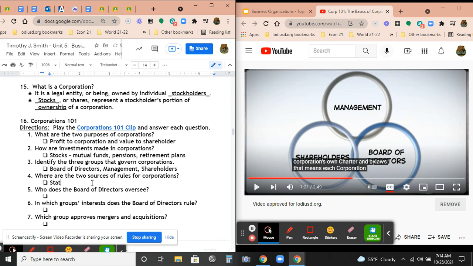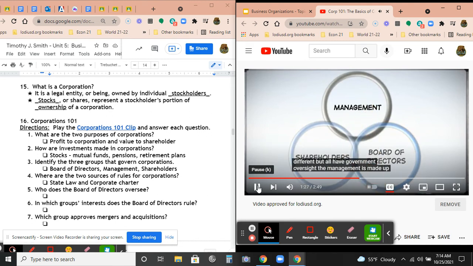So state law and corporate charter. Sometimes these are referred to as the articles of corporation. Sure, that sounds about right. That's why a lot of big corporations choose to file their articles of corporation in Delaware, because that state law is the friendliest to corporations. Corporation is a little different, but all have government oversight.